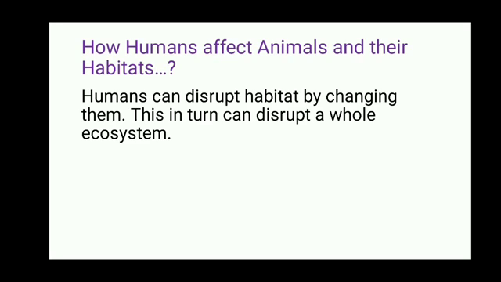Class, when land is cleared in order to build a house, this can have an impact on a large number of plants and animals. For example, small animals lose their homes and their sources of food. They need to find food and shelter elsewhere in order to survive. So they leave that habitat and go into another. So class, that's how humans affect the ecosystem.